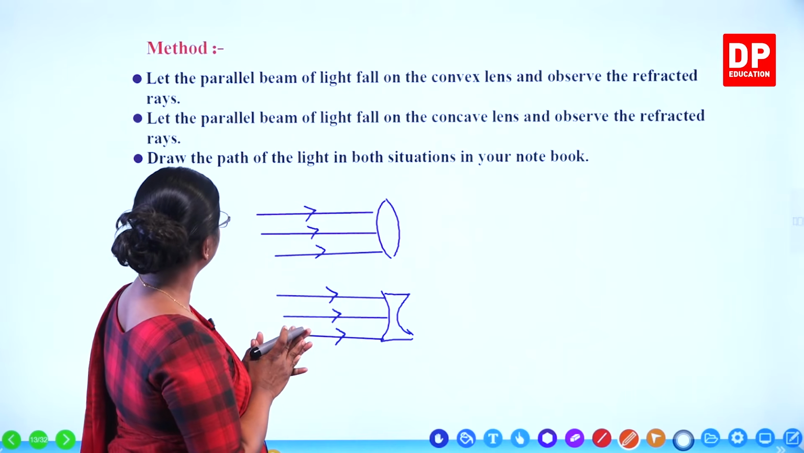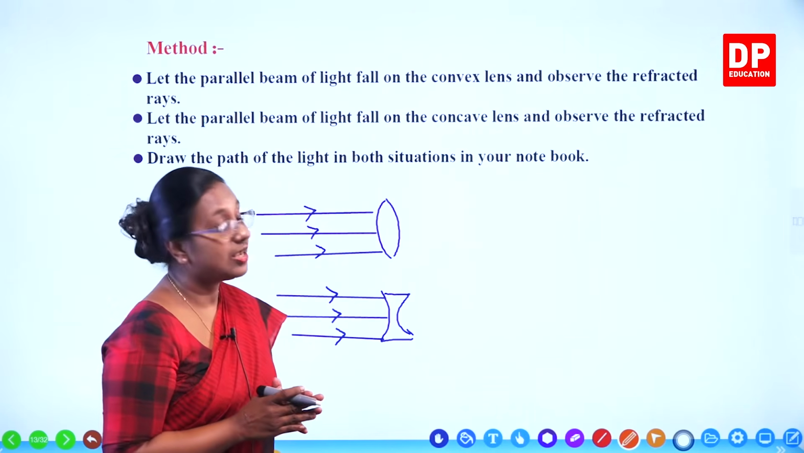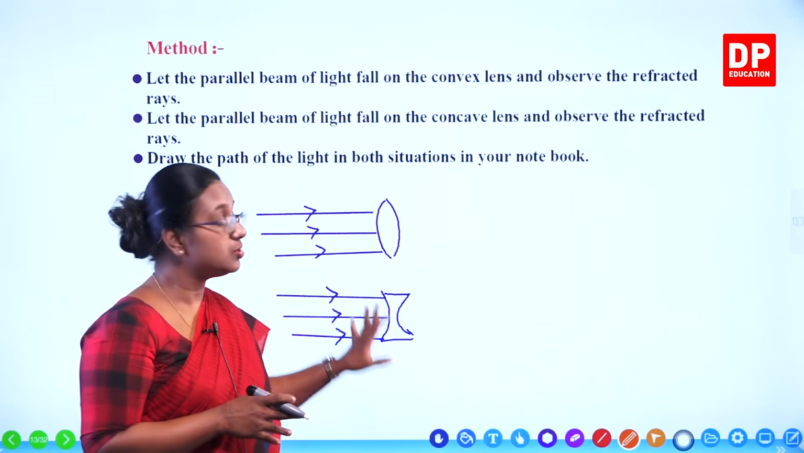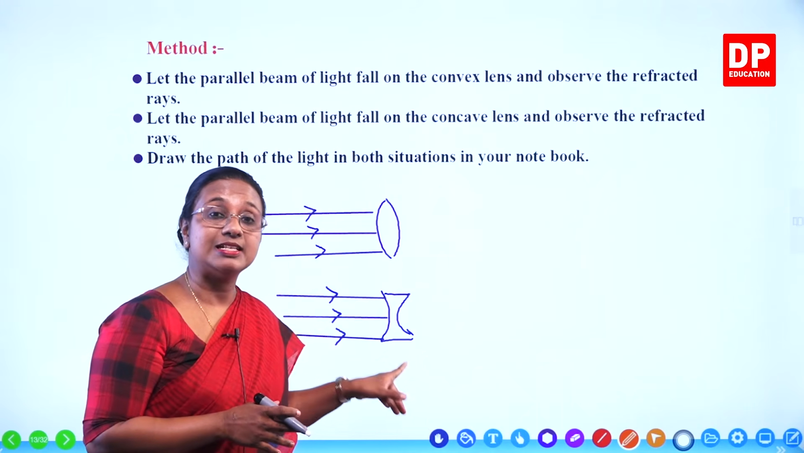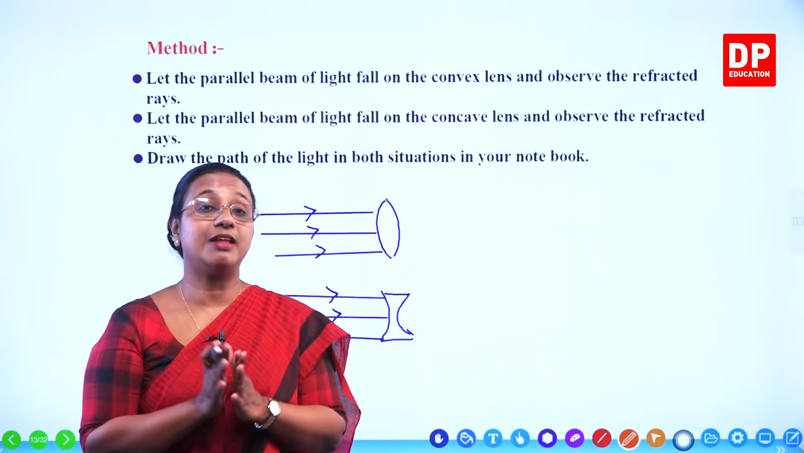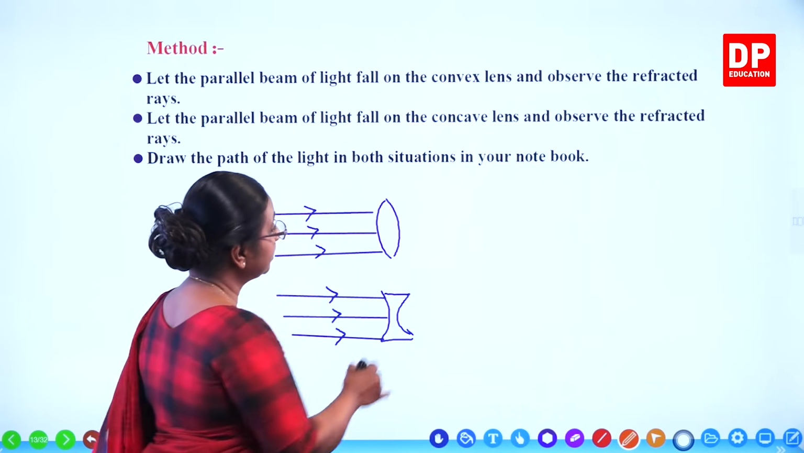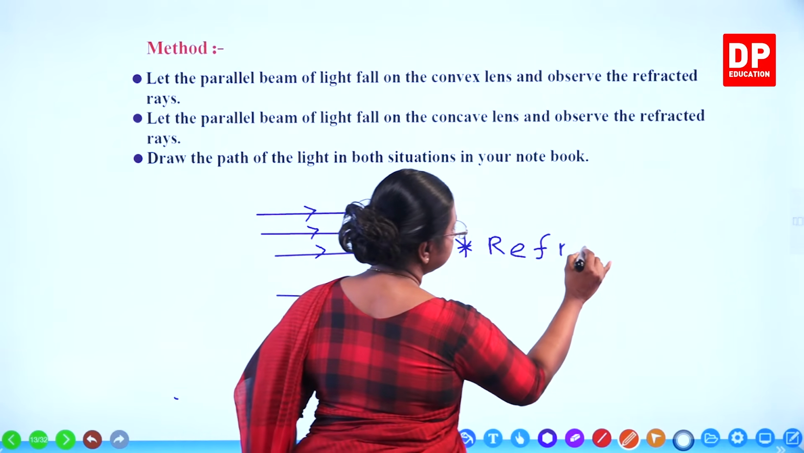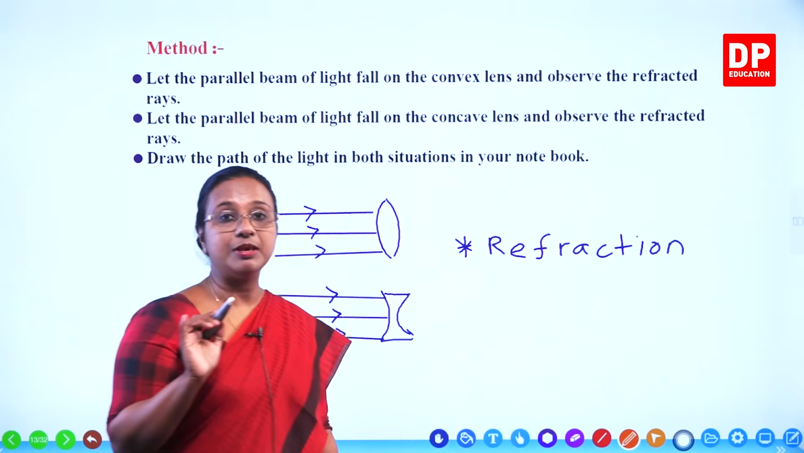After that, what you need to do is draw the path of the light in both situations in your notebook. So we will observe what happens when we send a parallel beam of light through a convex lens and a concave lens, and then you have to draw the rays and how they get refracted. So in both instances there will be refraction. You have to remember that.